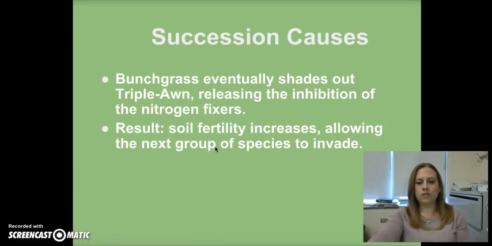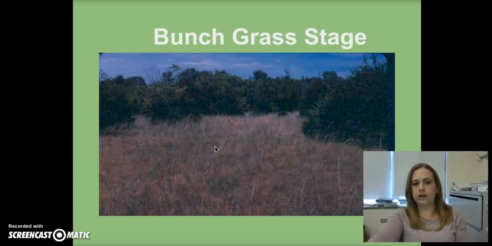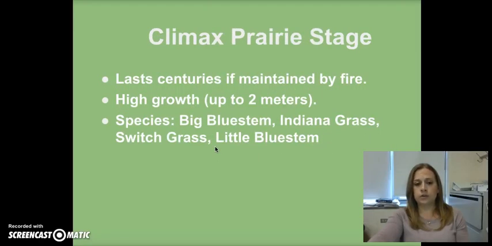What causes the bunch grass to eventually shade out the triple awn, and that releases the inhibition of the nitrogen fixers within the soil, and so the soil fertility will then increase once that triple awn grass is out, and it allows the next group of species to invade. So again, you can see here, I went back a slide, this is the bunch grass stage. You can see it looks a little bit different than that triple awn stage.